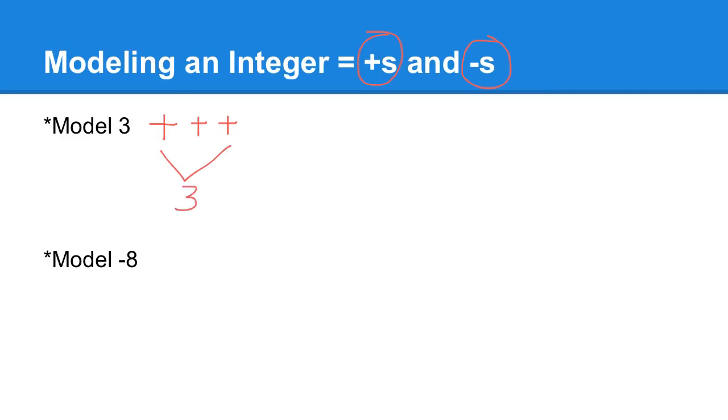But if you want to be a little bit fancier, you could use something called a 0 pair. So I could do 1 positive, 2 positives, 3 positives, and then I could add something called a 0 pair, which is a positive and negative together. That 0 pair is going to cancel, and this is just another way of writing +3.